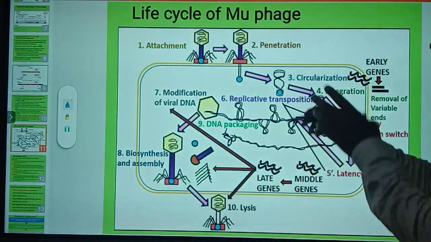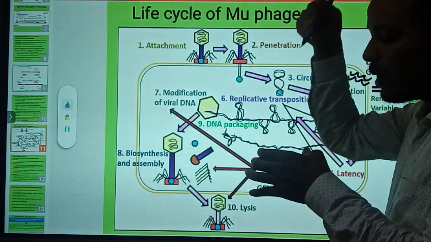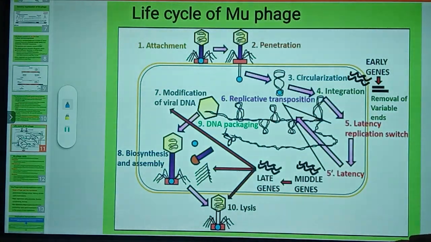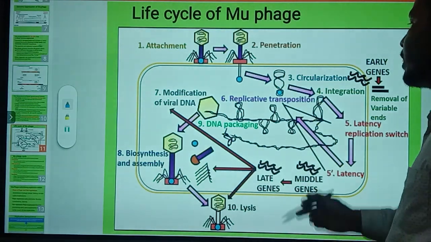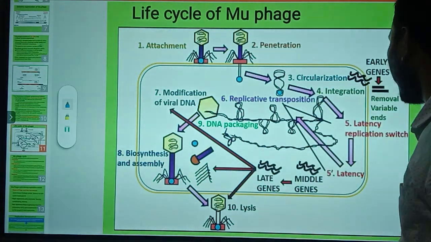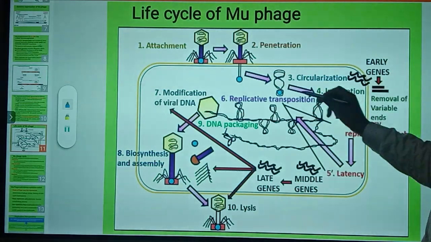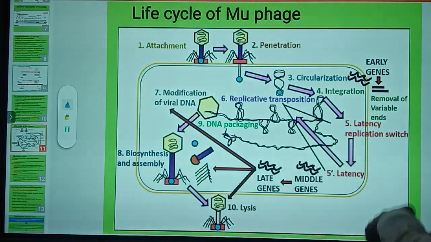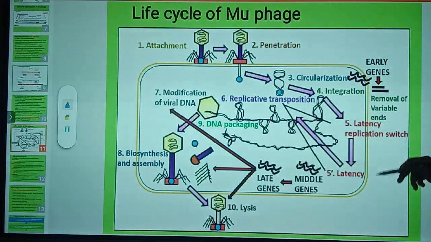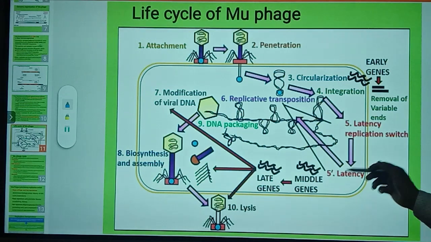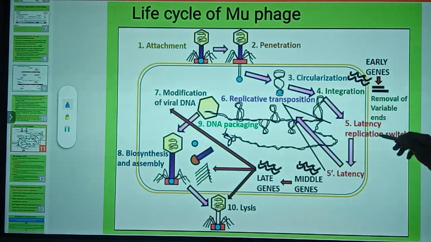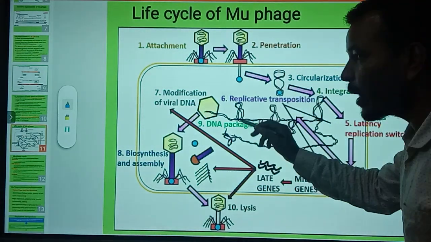Now they will integrate the genetic material from the phage. They will insert it inside the host genetic material, and the host genetic material is responsible for all the activities. So once they multiply, their genetic material will also be copied, right? There is a series of events. There will be circularization, then integration into the host genetic material. Then there will be latency. There is a possibility it may go for latency, right? Otherwise, they will go for replicative transposition. We have seen replicative and non-replicative.